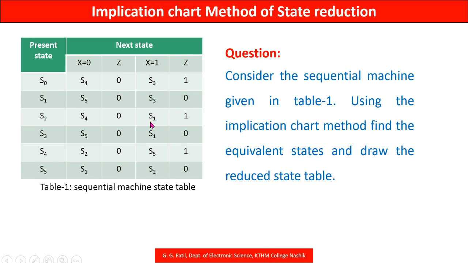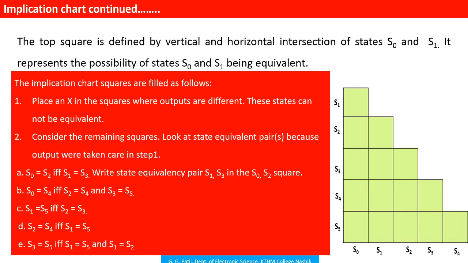Okay, so we'll see here. First is S0 S2, that is S0 is equivalent to S2 if and only if S1 is equivalent to S3. In the next slide, we'll see how the implication chart is filled. Write the state equivalency S1, S3 in the square S0, S2. Similarly, the rest of the state squares are to be checked.